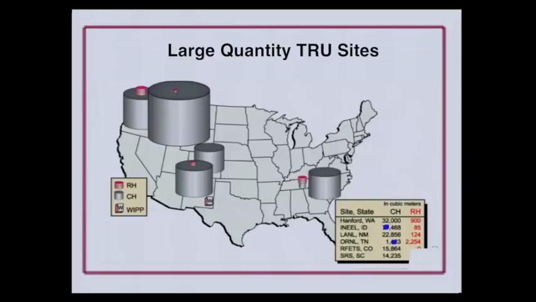Actually, it says 0 for remote handle. Oh, I'm sorry, that's Oak Ridge, yes, thank you. Oak Ridge National Lab, 2,254. Whereas Hanford has the most contact handle. Just for reference, when we start talking about it, that is where WIPP is located, the southeast corner of New Mexico.